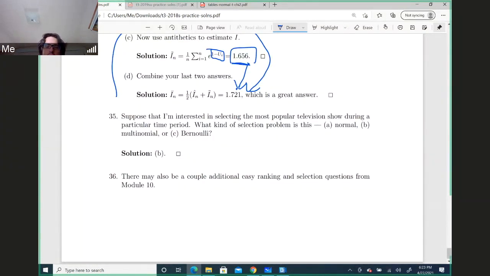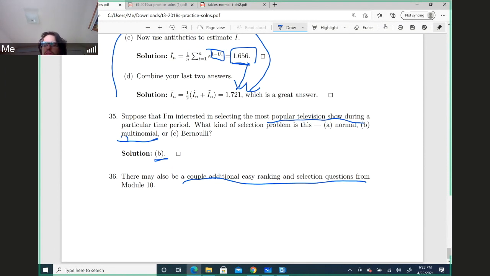Also, question 35 is talking about ranking and selection, and this is a multinomial problem because you're trying to find the most popular show. Anytime you're trying to find the most popular of something, where people can only choose one out of multiple, that's usually a multinomial problem. They do mention there can be a couple of easy ranking and selection questions from Module 10. I would definitely recommend reviewing the ranking and selection questions.